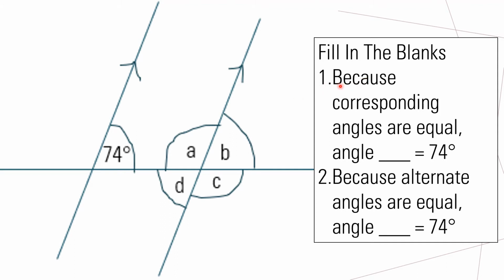1. Because corresponding angles are equal, angle, we need to choose an angle from these four angles here, A, B, D, C, is equal to 74 degrees. Question 2. Because alternate angles are equal, angle, again you have to choose an angle from here, which is equal to 74 degrees. So in order to find the corresponding angle, we can think of the letter F.